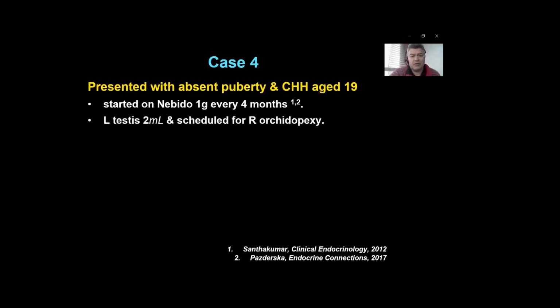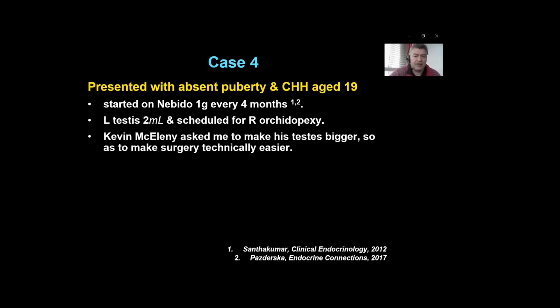But actually, he was still cryptorchid. He'd missed the pediatric net, and he had an undescended right testis, and he was slated for orchidopexy. However, his urologist said to me, well, I can do this, but actually, tiny little 2 mil testis, it's quite hard to fiddle around, and also the spermatic cord is short because it hasn't been exposed to paracrine testosterone. Can you make his testes bigger and his spermatic cord longer, which will make surgery technically easy for me? I said, sure, no problem.